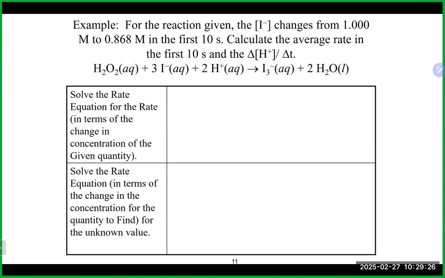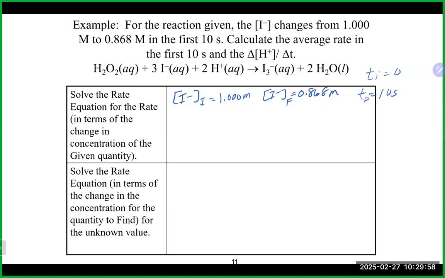Okay, so let's take a look. In this particular case, we are given some information about I minus, and it changes from 1 molar. So initially we're at 1 molar. It goes to 0.868 molar. That would be like our final there. And our time is basically 10 seconds. So you could probably assume that the initial time there is 0 and the final time is 10.